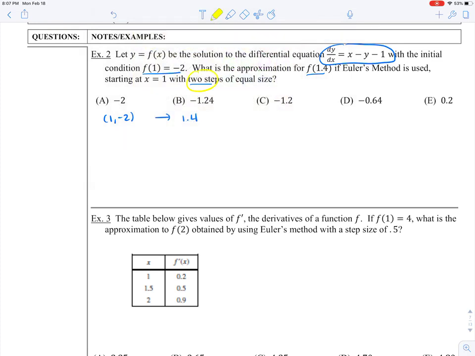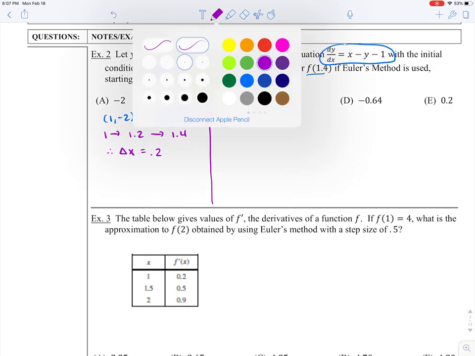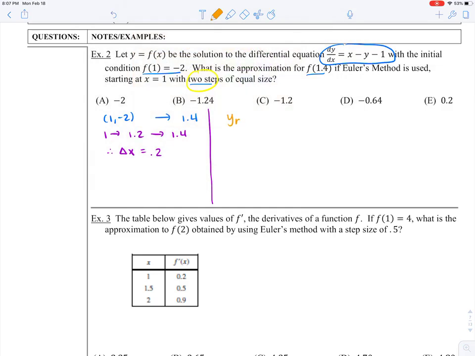We're taking 2 steps. And so if I want to end up at 1.4, my 2 steps, I'm going to go from 1 to 1.2 to 1.4. So delta x, even though not given in the problem, is 0.2. Really important that you figure that out. Okay? Now I'm going to write my formula because I think it's a pretty important thing to know. To find the next y value, I take the previous y value, delta x times dy dx. Now when you say dy dx, I want you always thinking dy dx from the previous point.